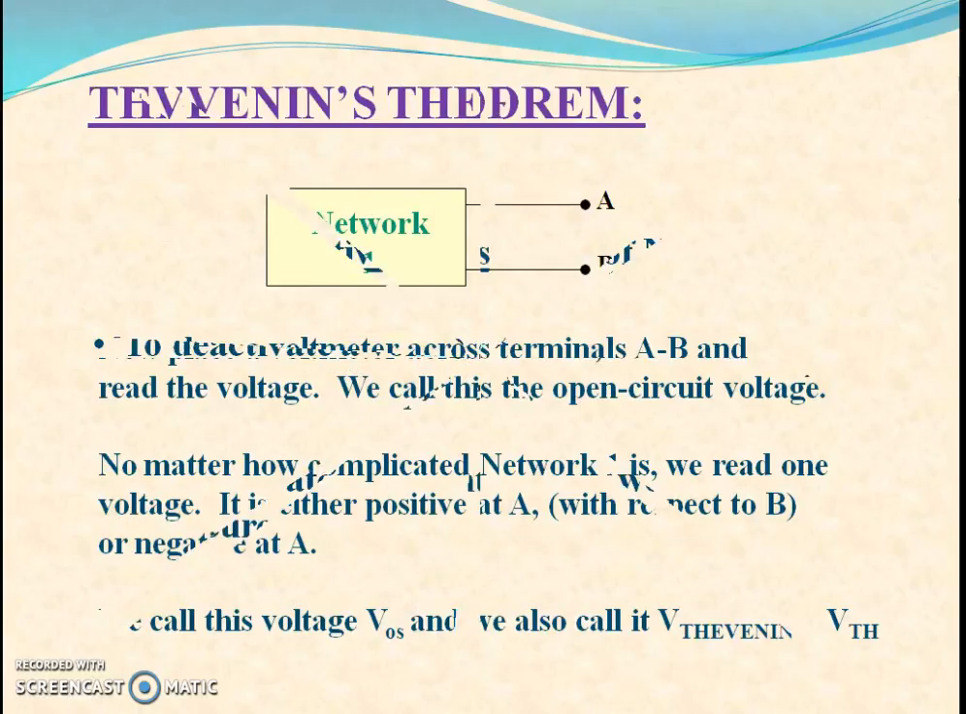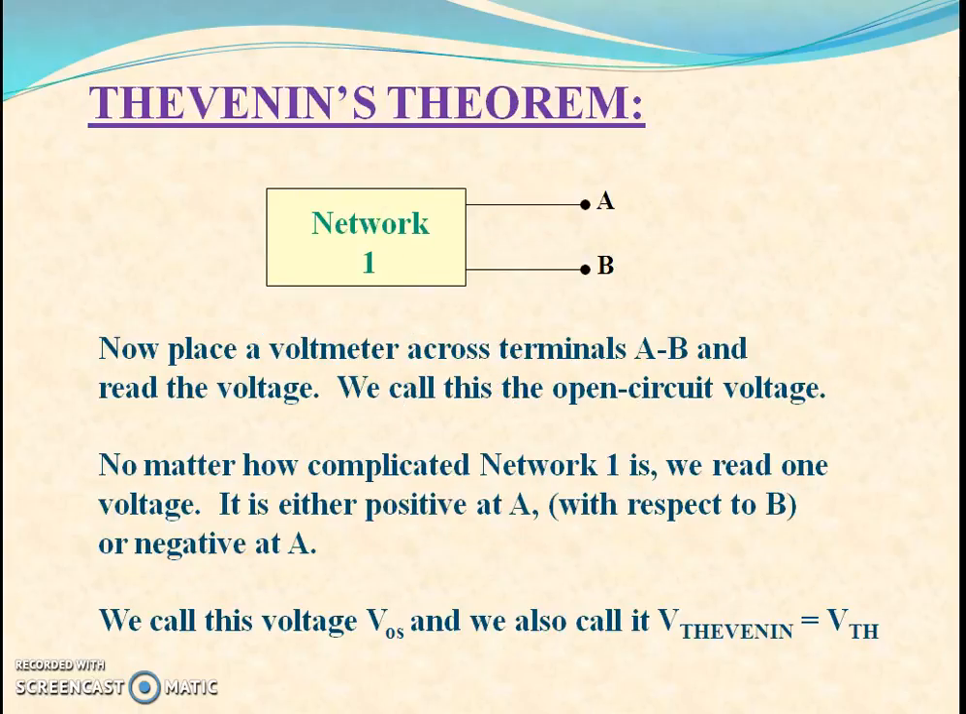So first, what we need to do is remove the load or the network connected across A and B and find the voltage across A and B, which is the open circuit voltage across terminals A and B, and it is equivalent to Thevenin's voltage.